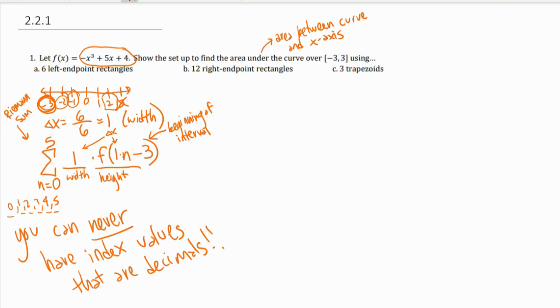Okay. All right, let's do right endpoint rectangles. So similarly, our entire width is 6 to go from -3 to 3. That's a width of 6.